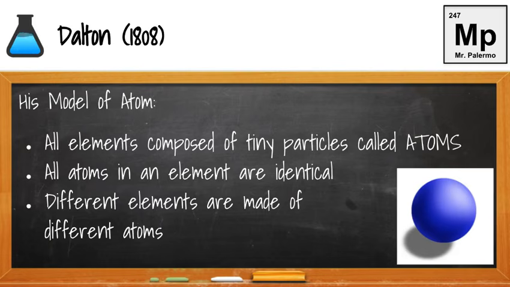I'm going to fast forward to Dalton. Dalton also believed that all elements are composed of these tiny things called atoms. He also said that all atoms in an element are identical, meaning that if I have a sample of copper, it's made up of only copper atoms, and that different elements are made up of different atoms. So copper is made of copper atoms, and silver is made of silver atoms. And so his model is essentially a billiard ball or a round sphere where there's nothing inside it. That's the smallest thing that we have.